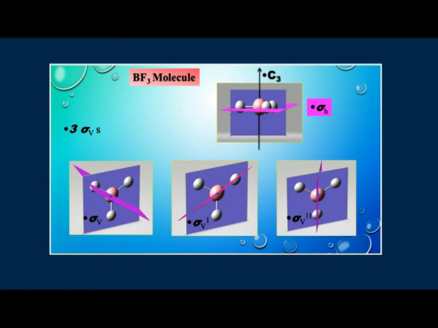As you can see in the first figure, the molecule also bears a horizontal plane of symmetry sigma H, which is perpendicular to the C3 axis and to the sigma V's also. From the figure, it is evident that sigma H is the molecular plane itself.